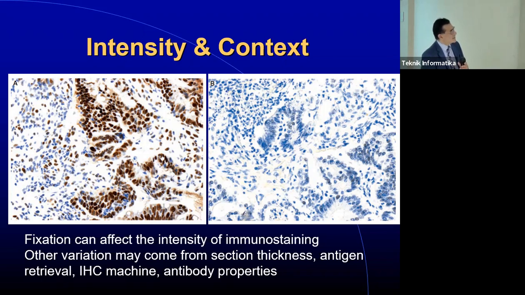And it's the same antibody we're using. We're looking for the same protein. And so here you can see that you've got all the nice brown dots showing that it's positive, right? And here you've got no brown dots showing that it's negative. But it's not negative, it's actually positive, but it looks negative because it's been poorly fixed. And so again, fixation can affect the intensity of the immunostaining, right?